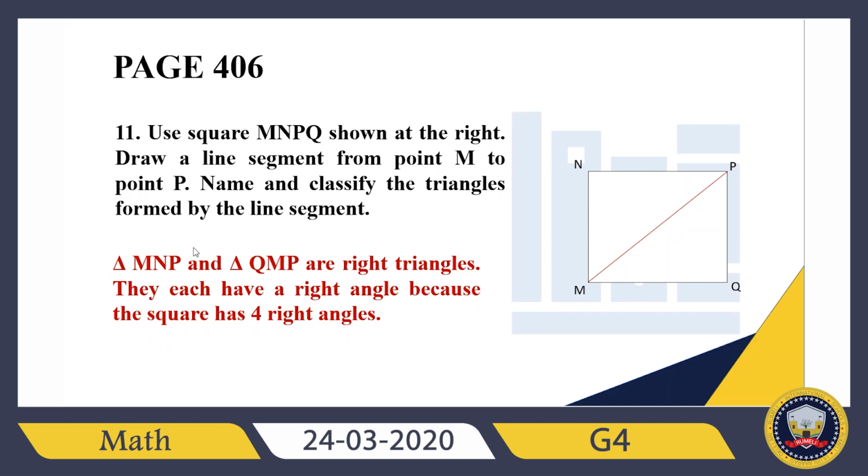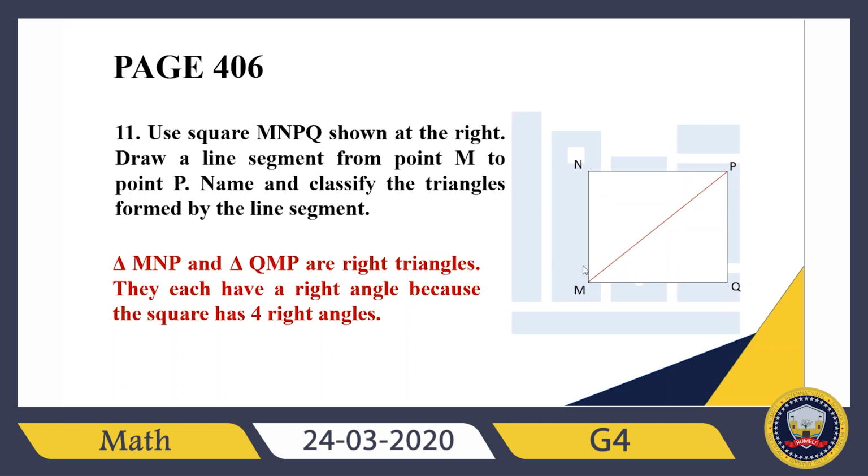Let's give their names. We can say triangle MNP and triangle QNP. If you want, you can switch their places. So they are right triangles. How can I know it? If it is a square, it means all vertices are right angles, right? So N is a right angle and Q is also a right angle.